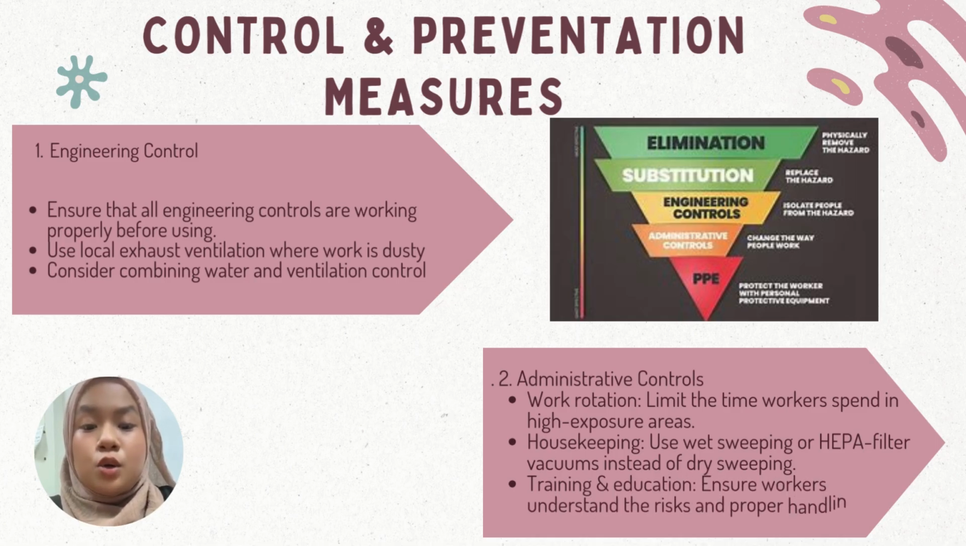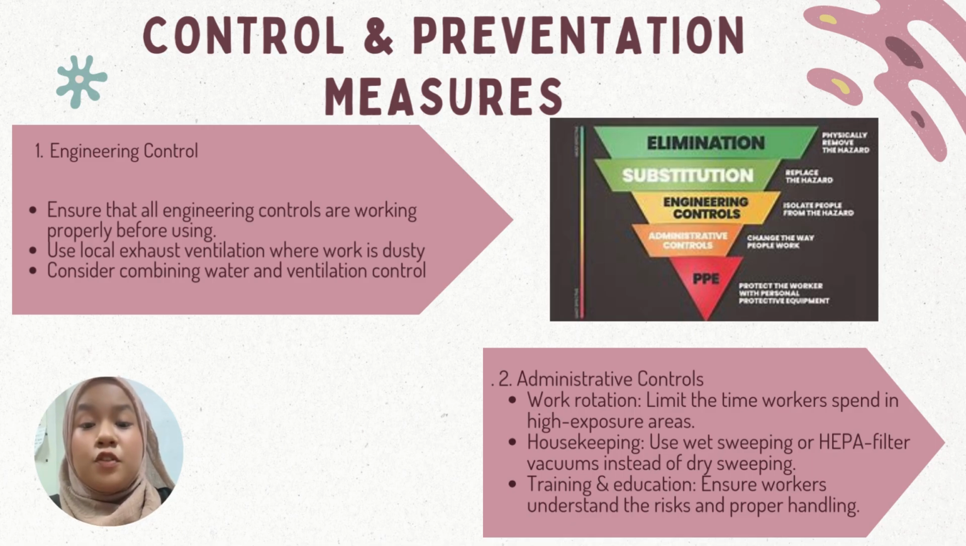First, engineering control. These are the first line of defense. They physically reduce dust at the source. For example, using wet methods, like spraying water while cutting concrete. It helps prevent dust from becoming airborne. Other than that, local exhaust ventilation, or LEV, captures dust where it's generated. In high-risk areas, isolating or enclosing dusty processes can keep others safe.